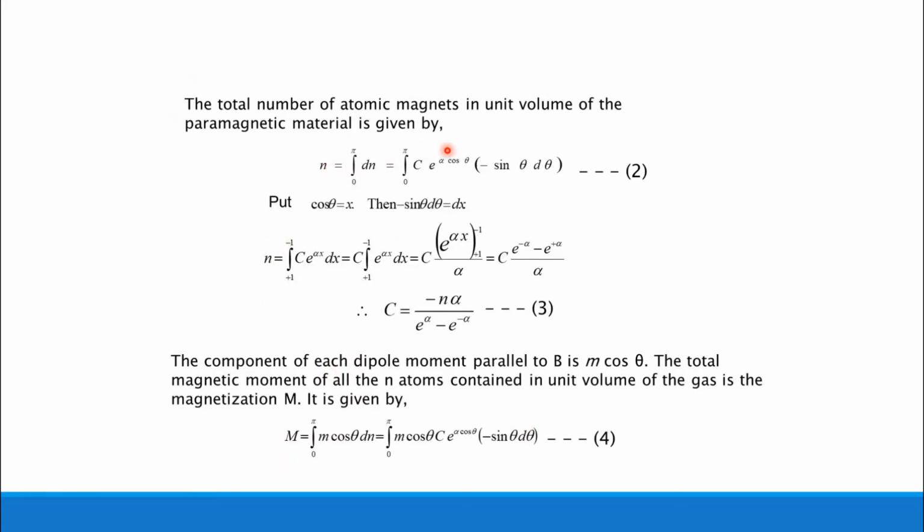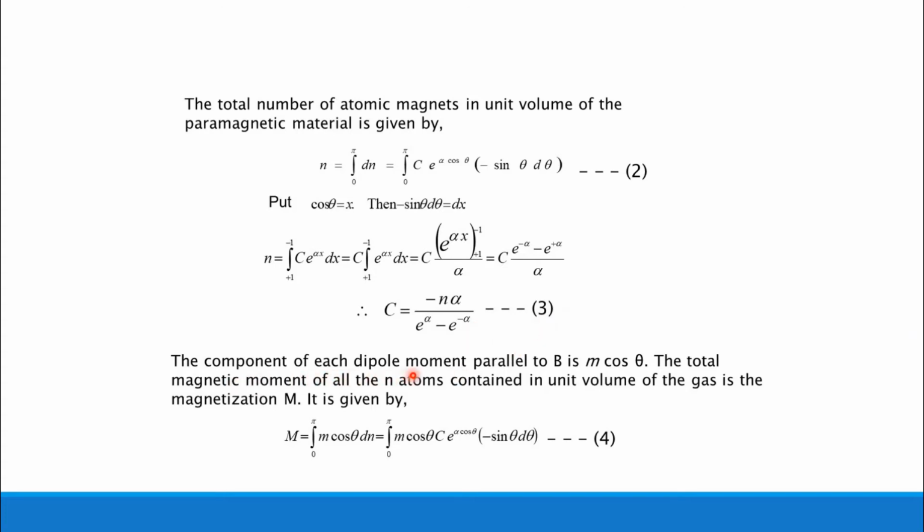The total number of atomic magnets in unit volume of the paramagnetic material is given by n = ∫ from 0 to π of dn, which from equation 1 is ∫ from 0 to π of c e^(α cos θ)(-sin θ) dθ, equation 2. Put cos θ = x, then dx = -sin θ dθ. By substituting the value and changing the limits from 0 to π to +1 to -1, and after simplification, we get c = -nα / (e^α - e^(-α)), equation 3.